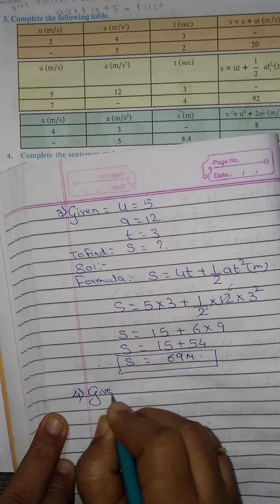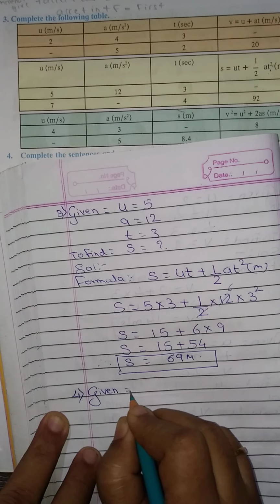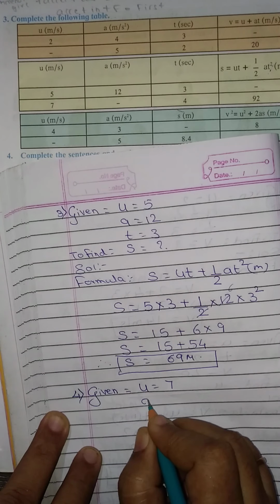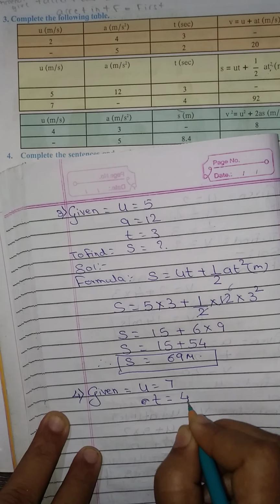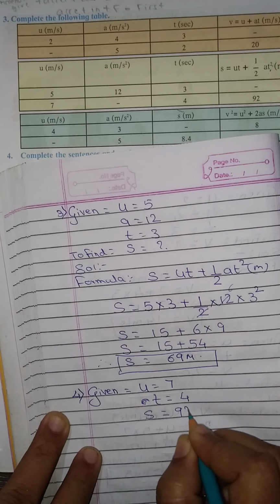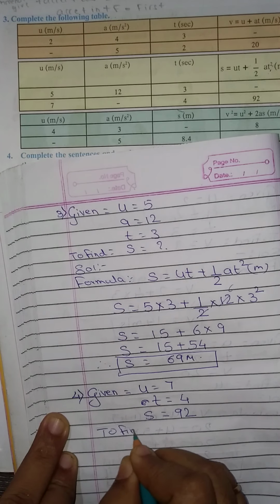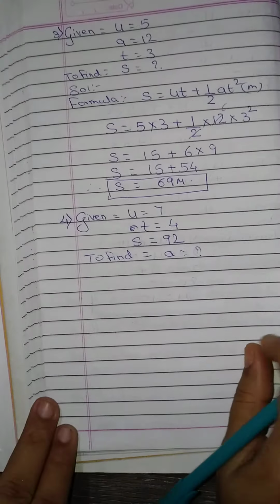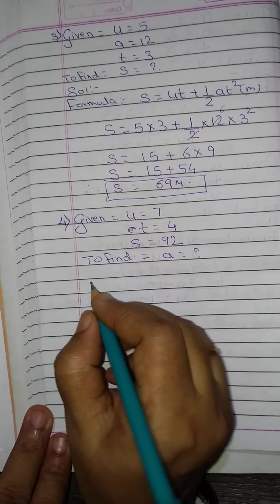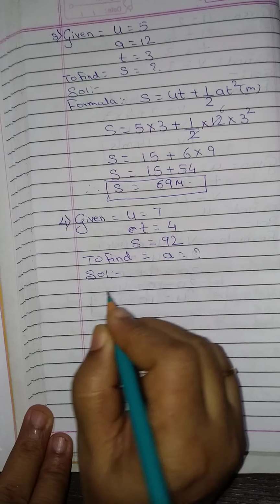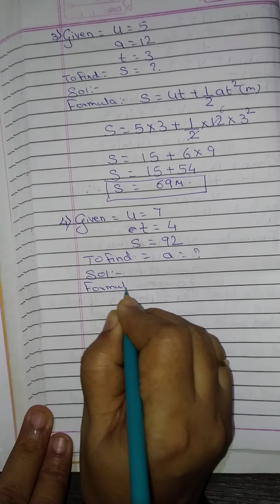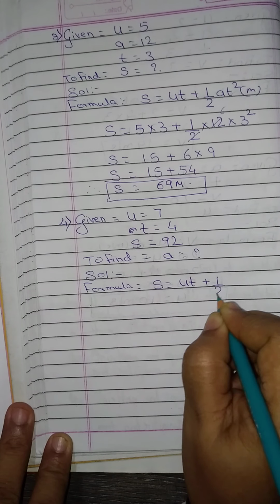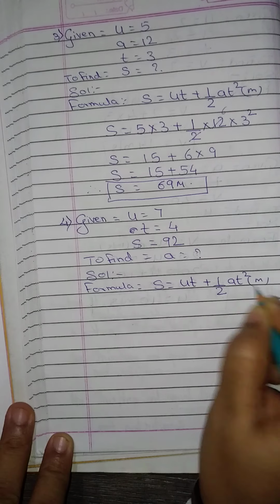Given: U is equal to 7, time is equal to 4 and displacement is given 92. To find, we have to find the acceleration A. With the help of Newton's second law, we will solve this sum. Solution. Formula. S is equal to ut plus half at square, meter.